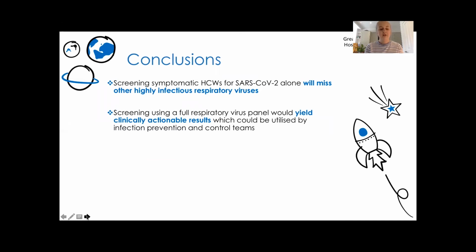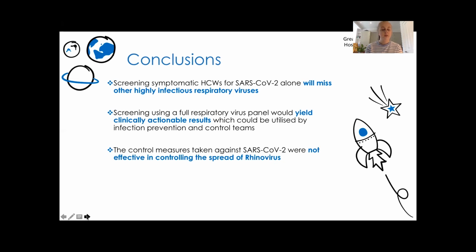Now, infection control are already incredibly busy, so we could consider prioritising this testing during the winter months when most of these viruses circulate, or we could prioritise testing in healthcare workers who work with the most vulnerable patients, for whom these viruses would be the most dangerous. The control measures taken against SARS-CoV-2 in September 2020 were not effective in controlling the spread of rhinovirus.